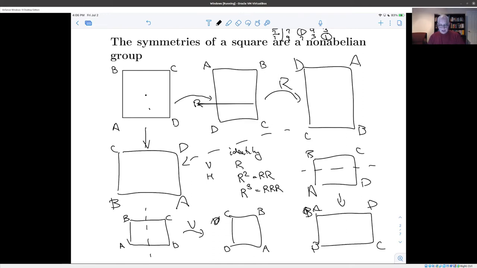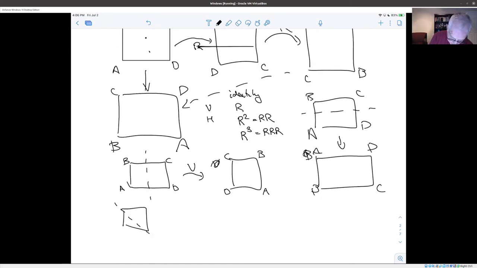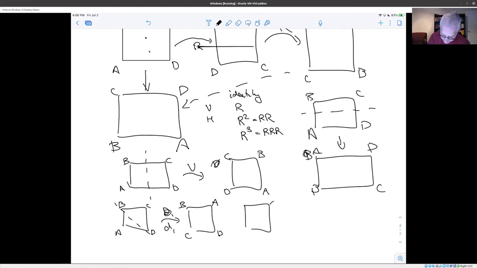And then you also have the reflections around the diagonal axes. This one takes A, B, C, D, and leaves B and D alone and flips A and C. Call it diagonal one, little d one. And then there's the other diagonal, which leaves A and C alone and flips B and D. Call that one d2. And I think that's everything, because you're only allowed to do rotations, reflections, and translations. And translations here aren't going to help us, because if the square is going to move back to itself, it has to stay centered at the origin.